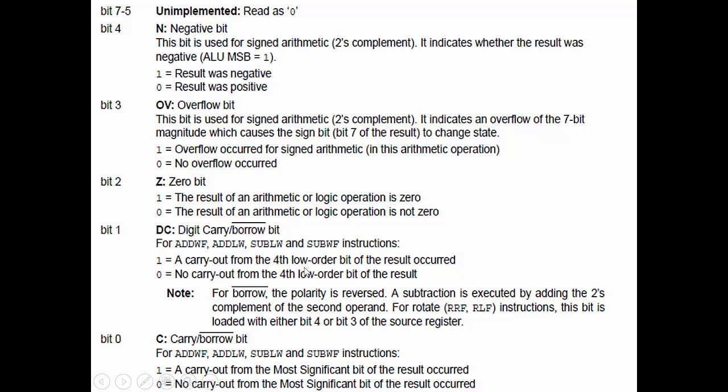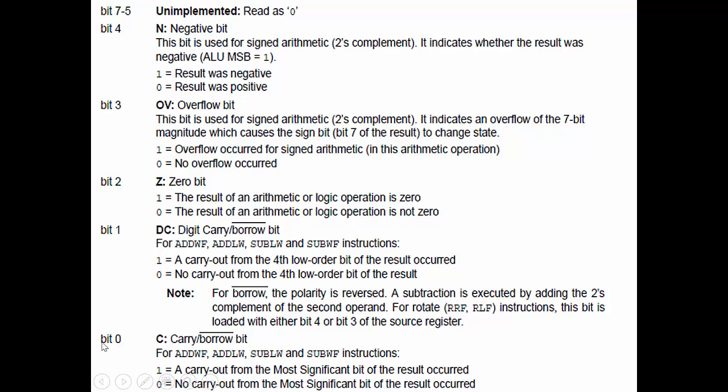If a carry out from the 4th lower order bit of the result occurred, or no carry out from the 4th lower order bit of the result occurred. In between, if any carry is generated, that carry is to be handed over to the next bit, the fifth bit. It should be shifted to the fifth bit. That is done by this digit carry. If it is 1, then the operation results in a carry, so that should be moved on to the next bit. If it is 0, no carry is generated. So this is a very important bit in the case of addition or subtraction.